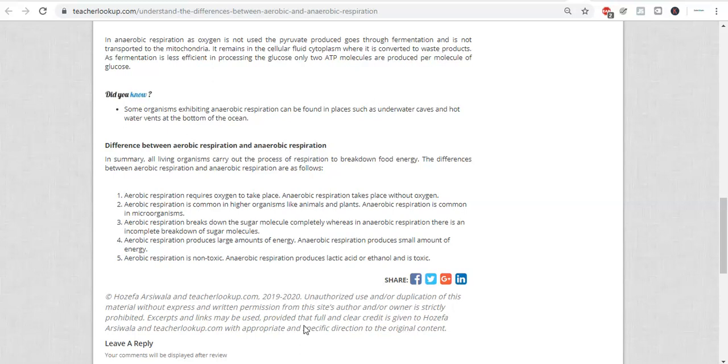Aerobic respiration requires oxygen to take place. Anaerobic respiration takes place without oxygen. Aerobic respiration is common in higher organisms like animals and plants. Anaerobic respiration is common in microorganisms. Aerobic respiration breaks down sugar molecules completely, whereas in anaerobic respiration, there is an incomplete breakdown of sugar molecules. Aerobic respiration produces a large amount of energy. Anaerobic respiration produces a small amount of energy. Aerobic respiration is non-toxic. Anaerobic respiration produces lactic acid or ethanol and is toxic.